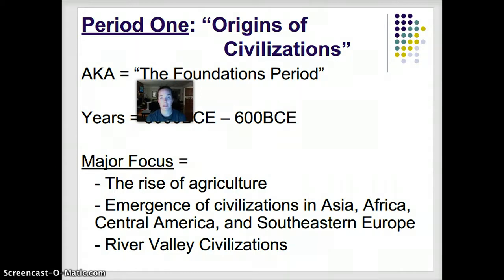The major focus of this is the rise of agriculture, so going from nomads to settled agricultural civilizations. We're going to look at the emergence of civilizations in Asia, Africa, Central America, and Southeastern Europe, and we are going to go over the River Valley civilizations that you guys learned a lot about last year, so we're going to do a brief overview of those.